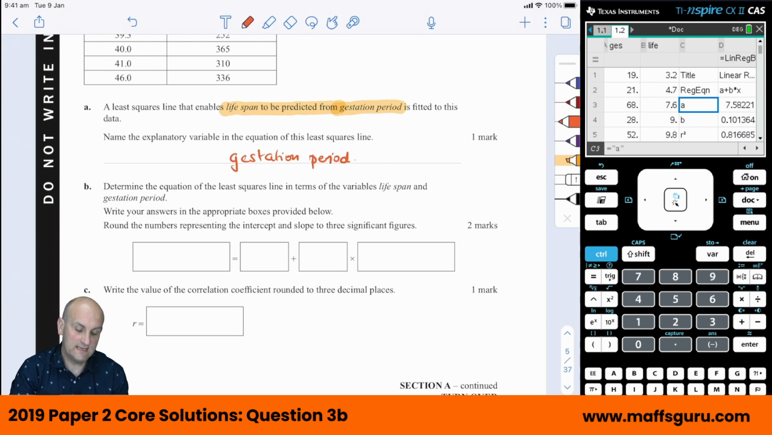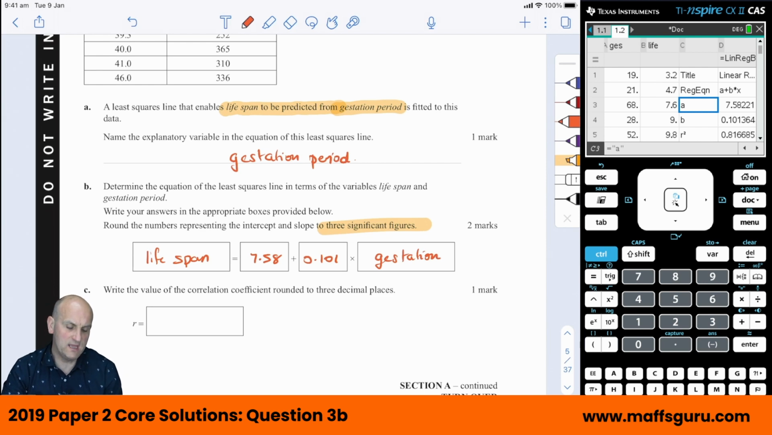All right, and so filling this in, remember we've got our predicted first, so our Y value first, which is lifespan, is equal to, now looking at my CAS calculator, this is my A value 7.58, and remember the question is quite clear to say to three significant figures, and if you're not sure how to do that, please, please learn. It's used a lot. So the B is 0.101 times my gestation. There we go. That is my least squares.